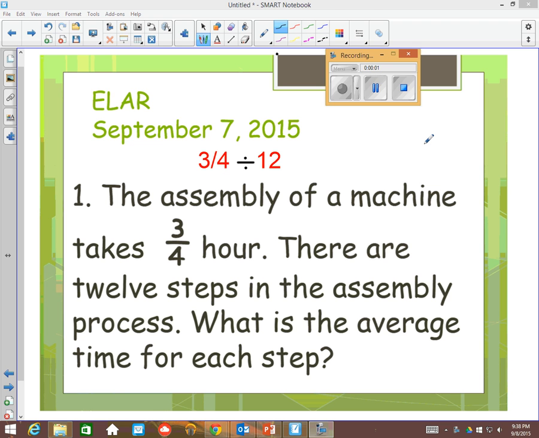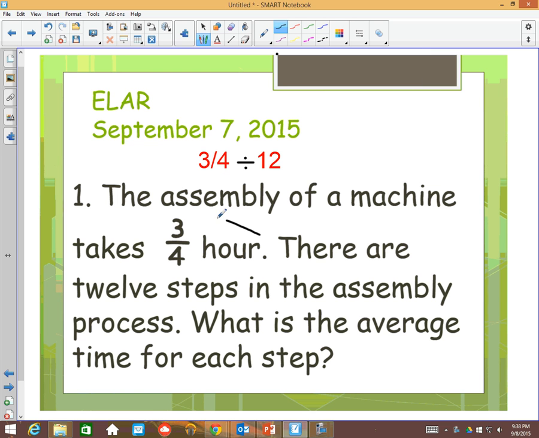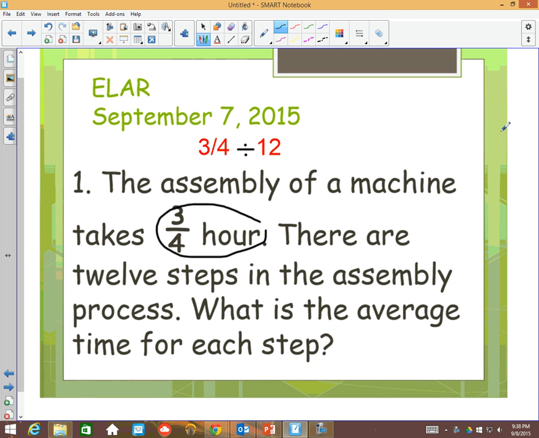ELAR. The assembly of a machine takes 3/4 hour. There are 12 steps in the assembly process. What is the average time for each step?